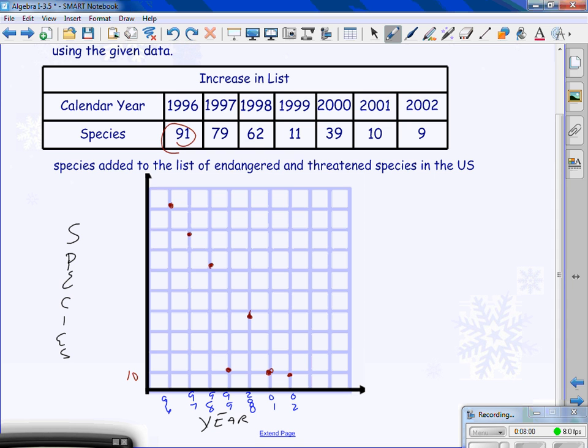If you look at the graph, they are going down. There's a decrease in the number of animals that are added to the list. It doesn't mean that there's less species endangered. It means there's less being added to it.